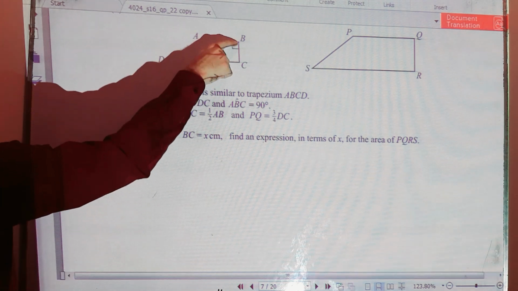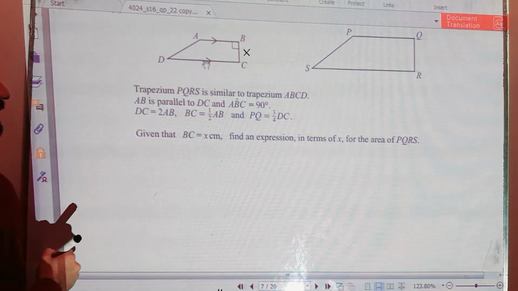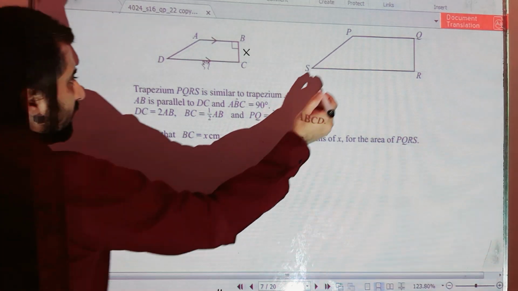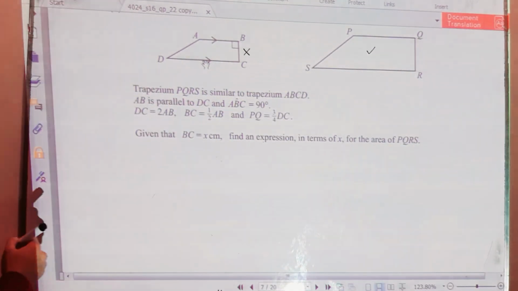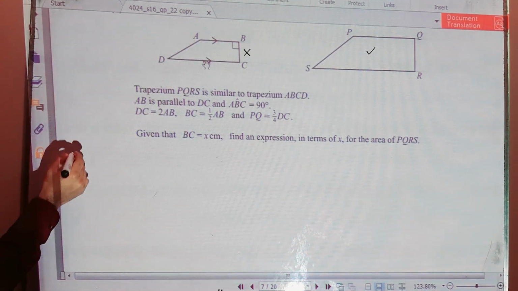Given that BC is x, find an expression in terms of x for the area of PQRS. We need to find the area of this trapezium. Now first of all, find the area of trapezium ABCD.